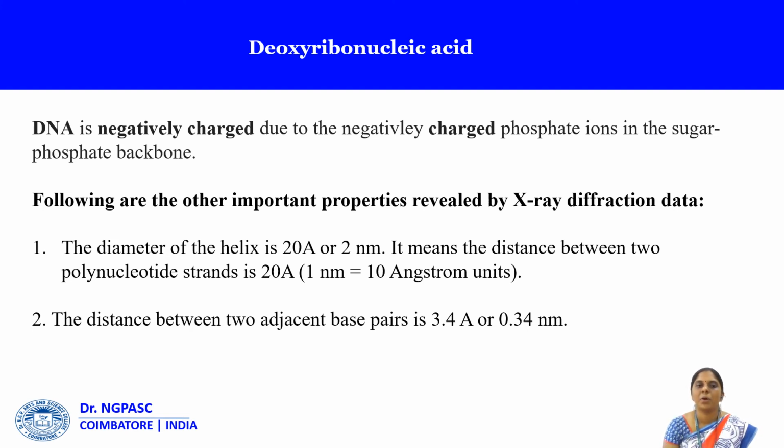X-ray crystallography analysis also revealed that the diameter of this DNA is 20 Angstrom or 2 nanometer. That is the distance between the two polynucleotide strands. For example, 1 nanometer equals 10 Angstrom units. The distance between two adjacent base pairs, like A, T, G, C, is 3.4 Angstrom or 0.34 nanometer.